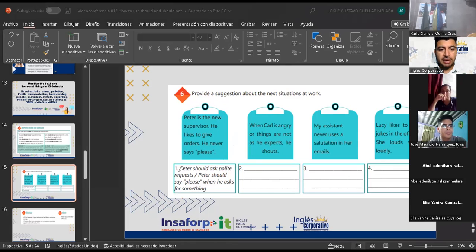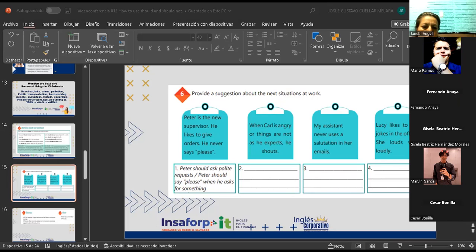Okay, so here we have. Number one, Peter should ask polite requests. Peter should say please when he asks for something. Tenemos dos tipos de sugerencias. Peter debería de pedir las cosas de manera amable o debería decir por favor cuando pide algo. Two suggestions. Nuevo supervisor da órdenes y nunca dice por favor. Él debería decir por favor. Okay. Number two. Let's listen to this.